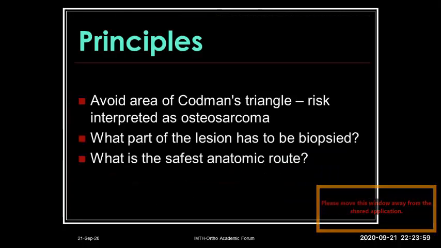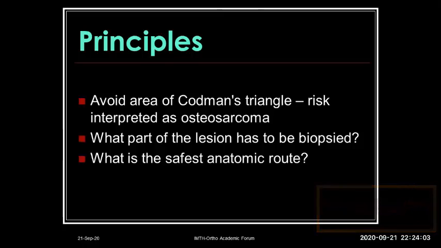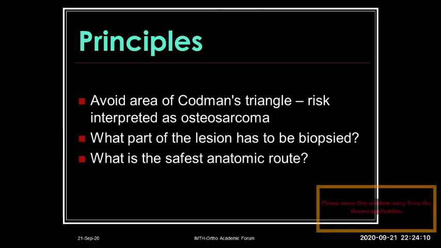Okay, and avoid the area of Codman triangle, because Codman triangle means that there is some osteoid and it could be interpreted wrongly as osteosarcoma. And what part of the lesion has to be biopsied? That is a very important question. Are you going to biopsy just the soft tissue component, or are you going to take part of the bone? And by the way, the soft tissue is considered as representative as bone.